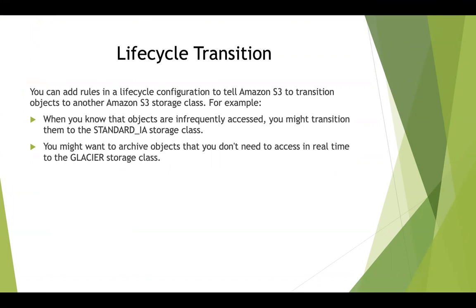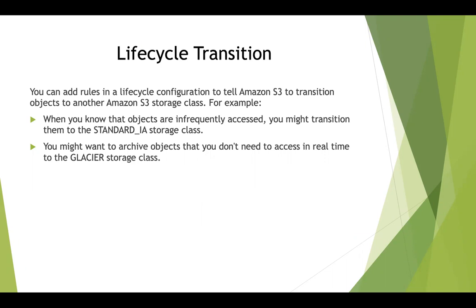So when it comes to lifecycle transition, you can add your own rules in a lifecycle configuration to tell S3 to transition objects from one storage class to another. When we looked at our previous lectures, we had many storage classes, right? We have S3 Standard, S3 IA, One Zone IA, then Intelligent Tiering, and then Glacier Deep Archive and Glacier storage classes.